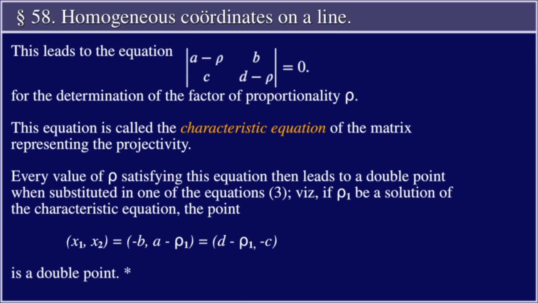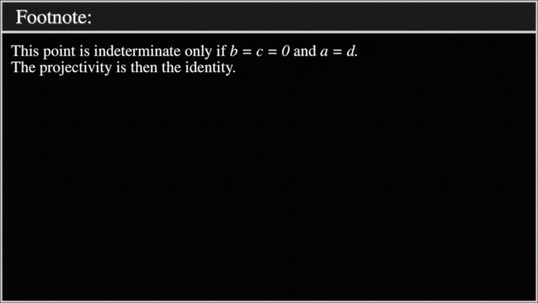the equations 3. Namely, if rho 1 be a solution to the characteristic equation, the point x1, x2 equal to minus b, a minus rho 1, equal to d minus rho 1, minus c, is a double point. Footnote: this point is indeterminate only if b is equal to c is equal to 0 and a is equal to d. The projectivity is then the identity.